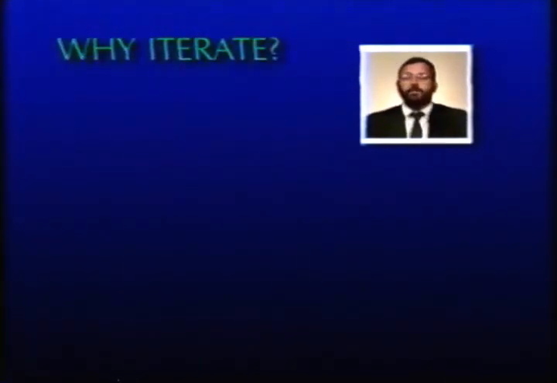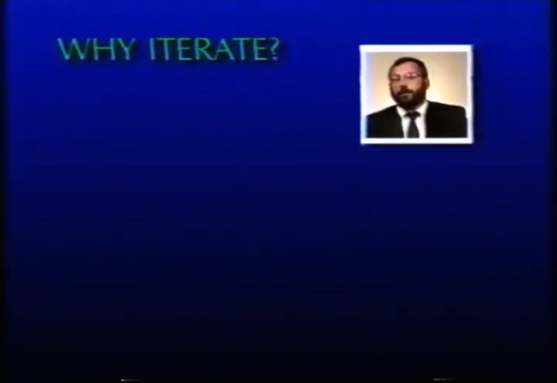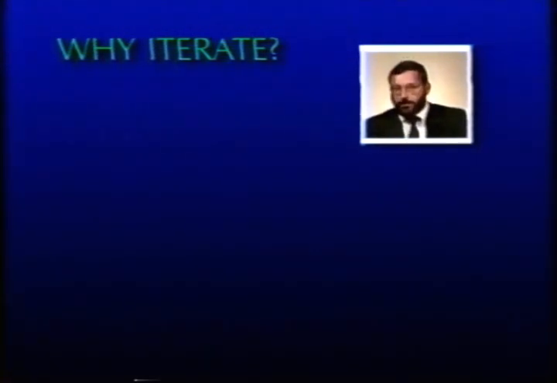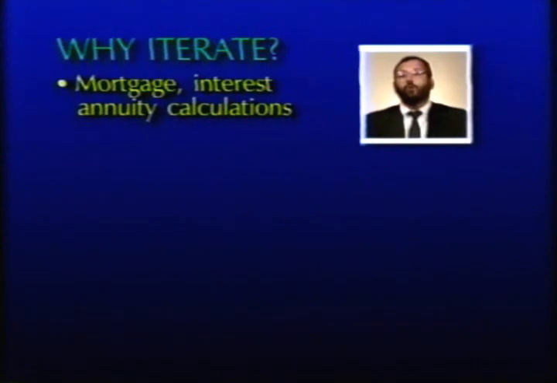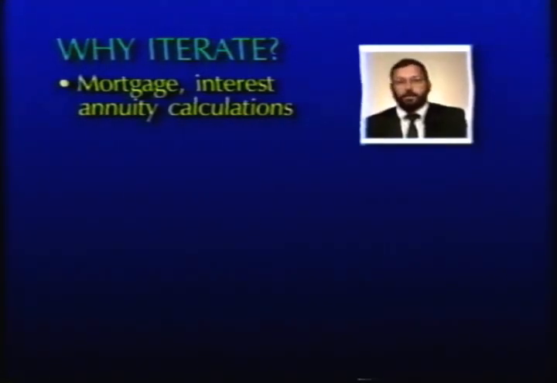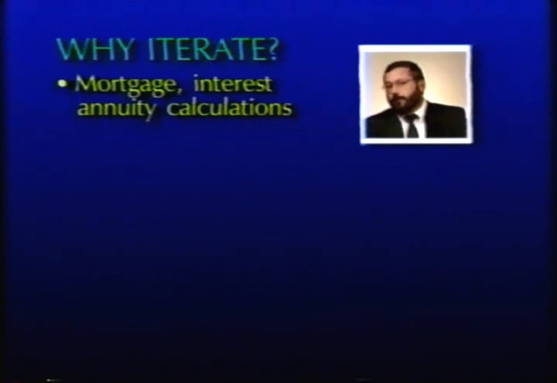Now, a natural question is, why would anyone iterate a function like x squared plus a constant? Actually, iteration arises in all branches of science and mathematics. Here are some simple examples. For example, just simple mortgage or interest rate or annuity calculations lead to iteration. For example, think of a savings account. If you start with a certain amount of money in a bank and gain interest at each succeeding year, then you calculate the amount of money you have in the bank via a simple iteration.